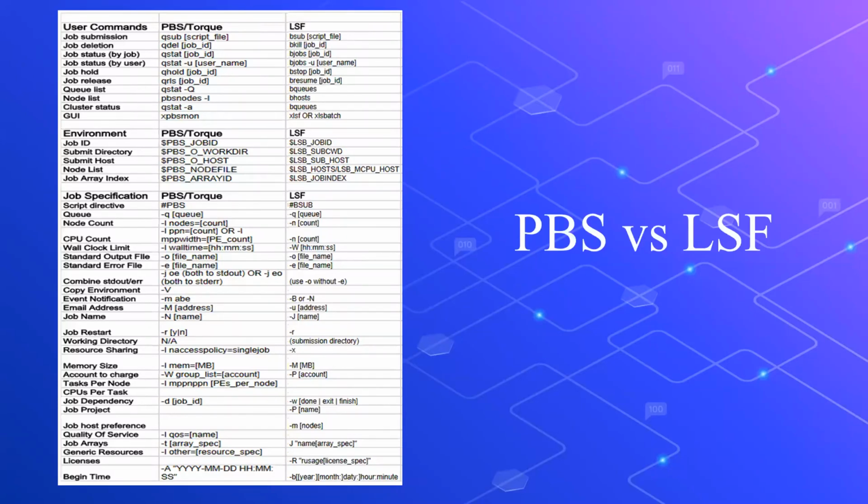And let's say if we want to delete or cancel a job, we need to use a command called qdel here. And if we want to check the status of the job, we need to use the qstat command. And the most commonly used command is pbsnodes -l. If we need to check the node status, we can use that command.